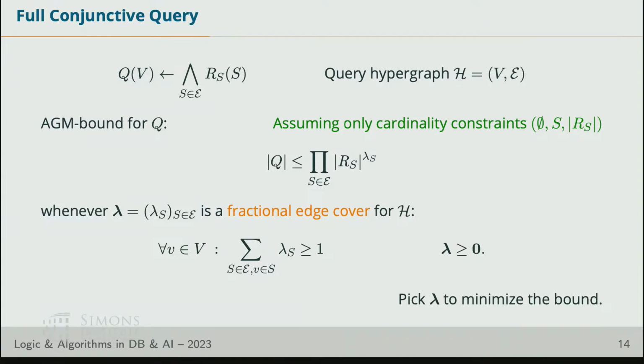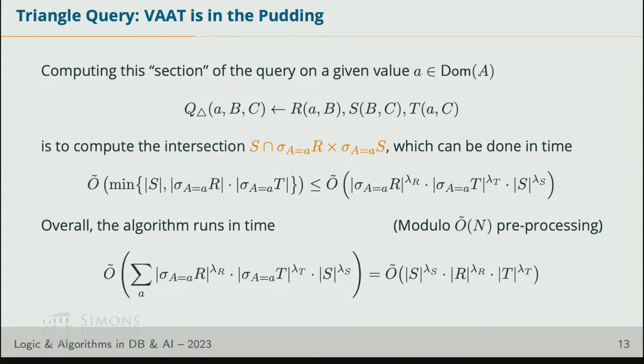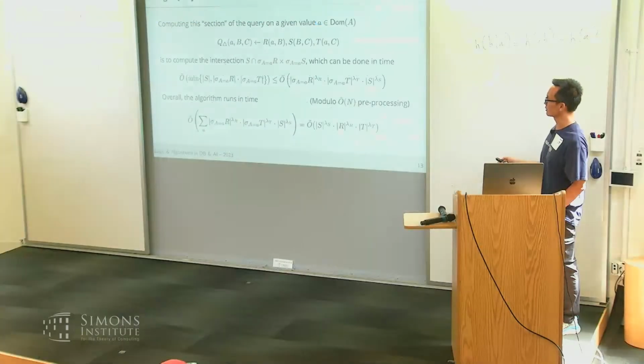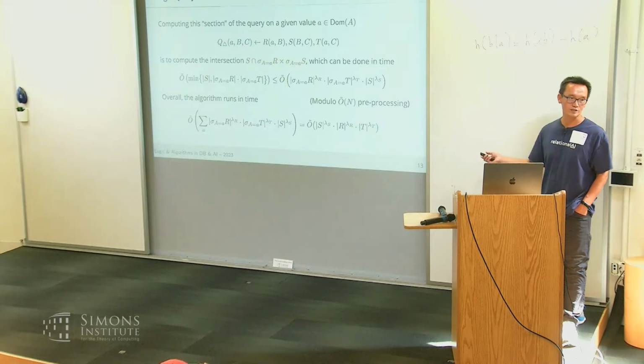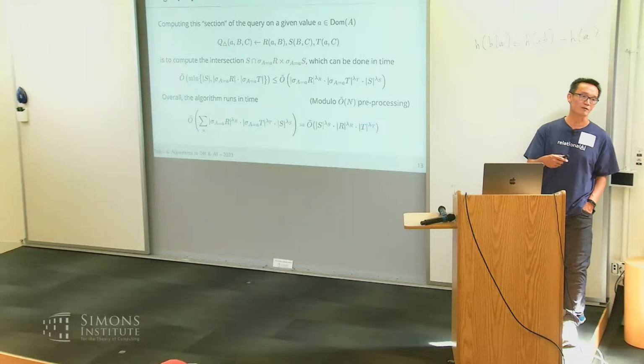So can you just check something about the triangle algorithm? The algorithm does not depend on the values of lambda, right? The lambdas, lambda r, lambda t, lambda s, do not intervene in the algorithm, and the algorithm satisfies this bound for every lambda. Exactly. Yeah, good question. So as long as the lambdas form a fractional edge cover, this is an upper bound on the runtime of the algorithm, which means that the algorithm runs in time minimum over this quantity over all fractional edge cover lambdas, which is the edge bound.